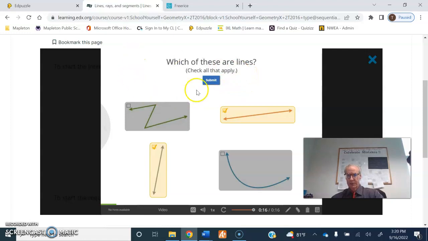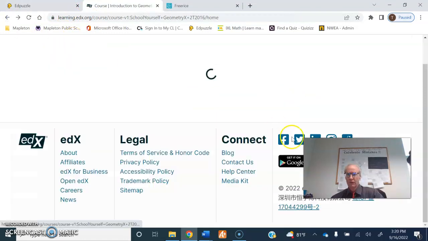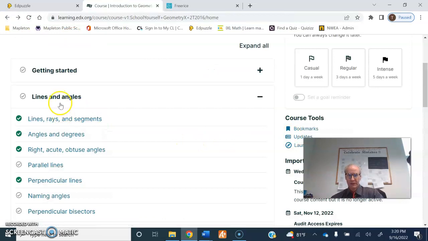This entire part only takes about 5 minutes, but it's all about how to name segments, how to name rays, how to identify rays, how to identify segments, how to identify lines. It's everything that the students need and nothing they don't. Again, I'm going to just stress over and over again, it is extremely easy.